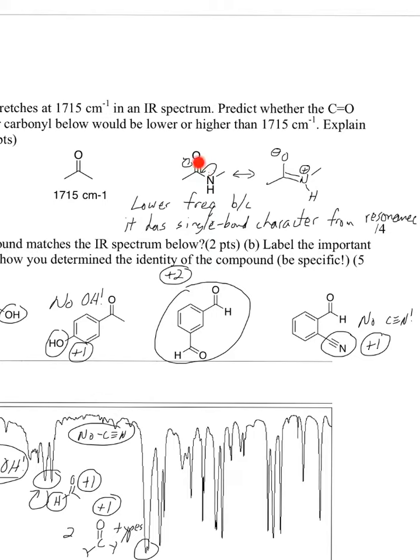The pi bond breaks, electrons go to the oxygen. Because of that, this carbonyl C=O is going to have some single bond character. It has some single bond character, so it is going to stretch at a much lower frequency because it's a longer bond, right? So single bond character from the resonance. So we expect it to be lower.